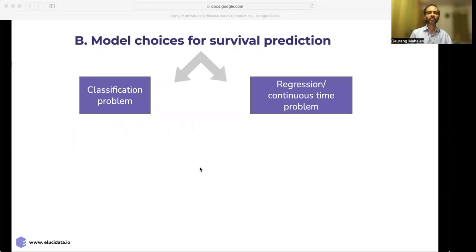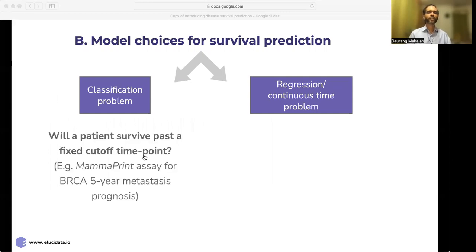So once we have constructed a data set for ML, how do we model it? Survival in general can be framed as either a classification or a regression problem. If the goal is to predict a clinical endpoint related to a fixed reference time, then standard techniques like logistic regression or decision tree classifiers can be used to fit the data.